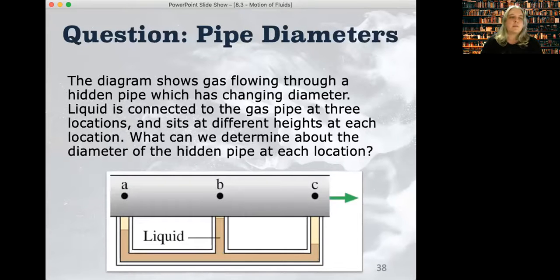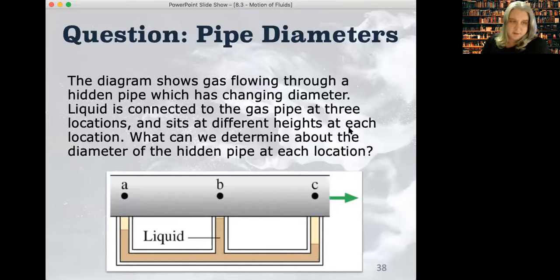Next question, pipe diameters. The diagram shows gas flowing through a hidden pipe which has changing diameter. Liquid is connected to the gas pipe at 3 locations and sits at different heights at each location. What can we determine about the diameter of the hidden pipe at each location? At point A, the liquid is only halfway up. At point B, it's almost all the way up. And at point C, it's a lot lower. It's only just started.